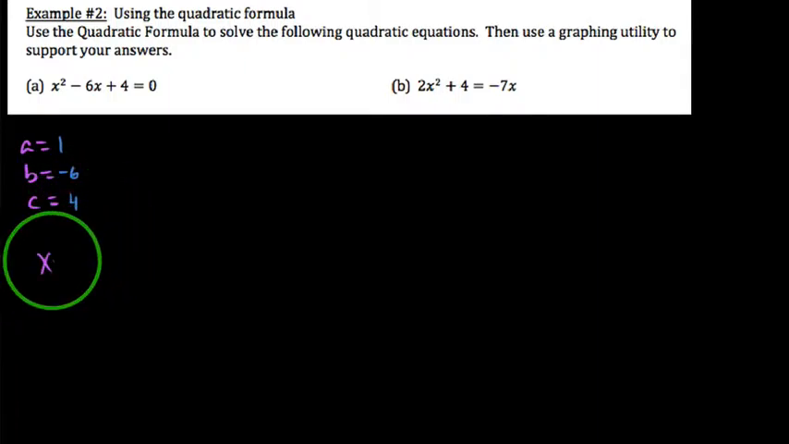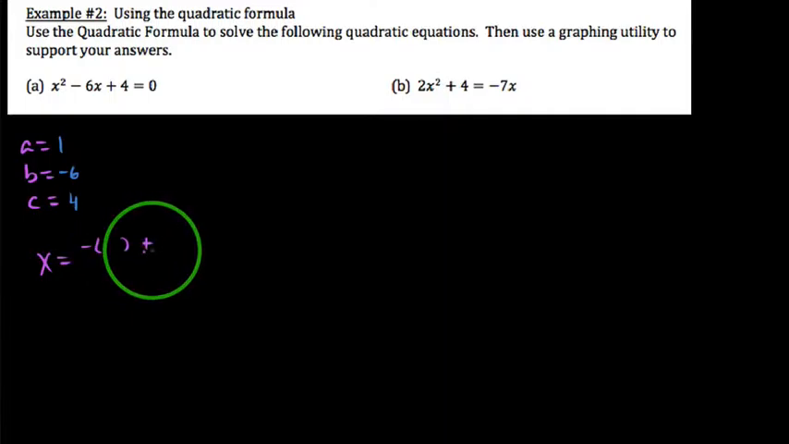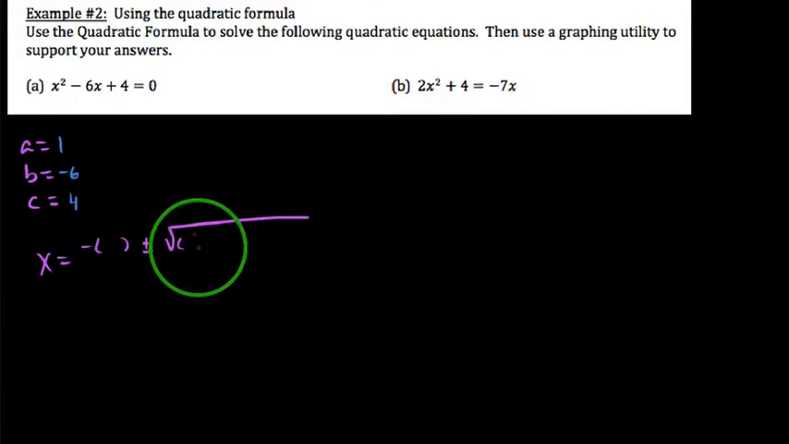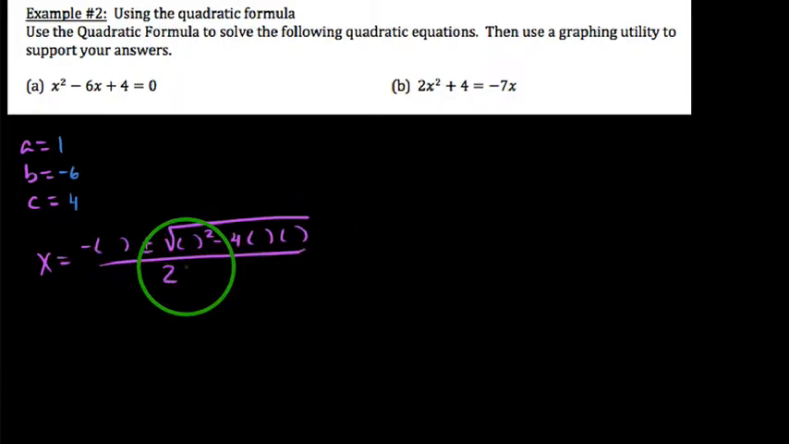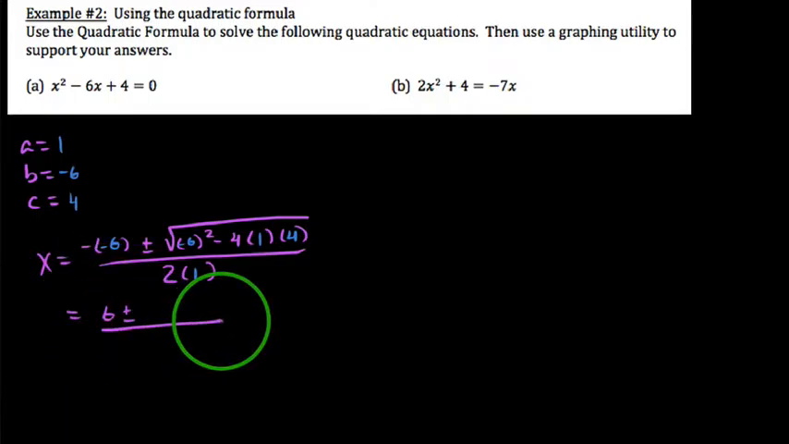So again, our solutions, since I noticed this is already set equal to 0, is going to be negative B plus or minus the square root of, and we have a B squared minus 4 times A times C. This is all over 2 times A. So dropping in our B first, we get a negative 6 and a negative 6. Our A value next is a 1 and a 1, and then we have a C value of 4 here.